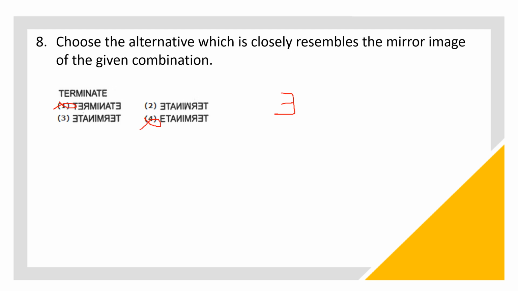E T A N I, up to I, both the options are same. So let's check the letter M. So the mirror image of M is identical, but in the second option it will change, so this second is also wrong. So the correct answer is 3.